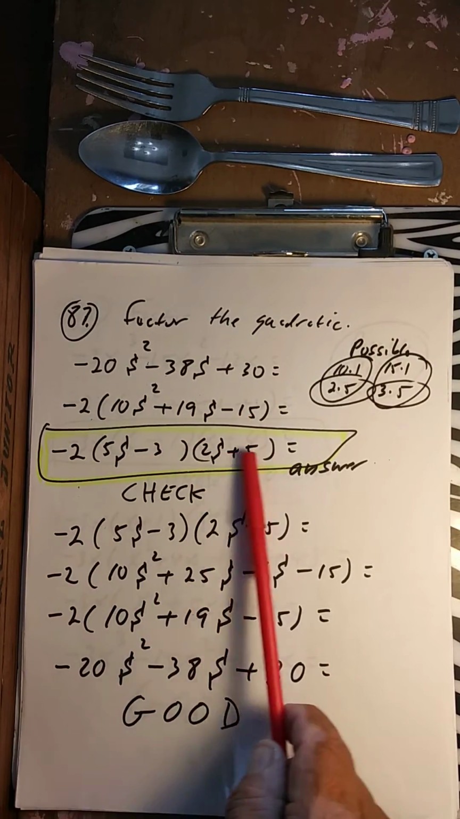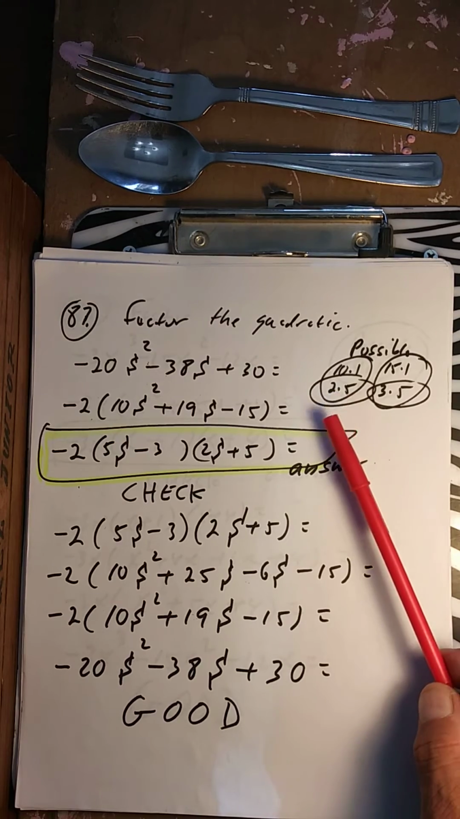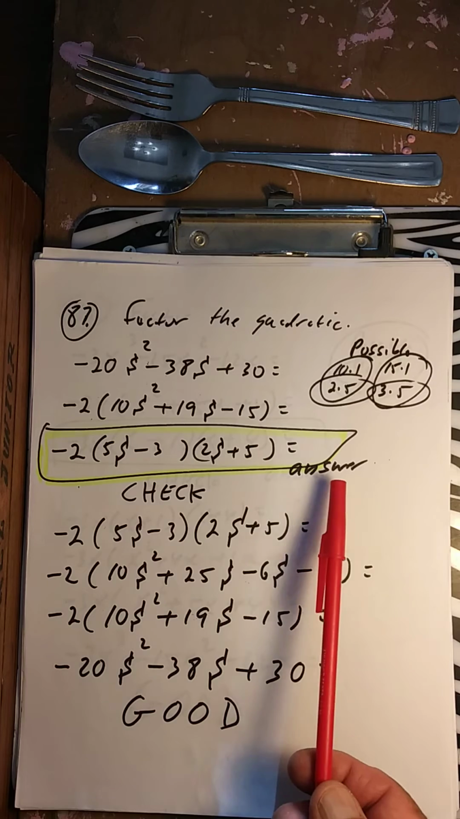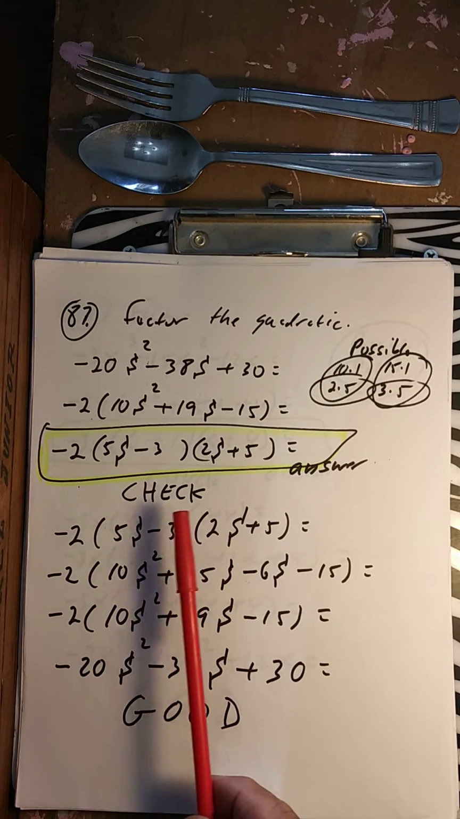So now, this right here, I say it's this. I say 5s minus 3, 2s plus 5. That works. But you know what? Let's just check it, because I don't know. Maybe it is. Check, check, check.